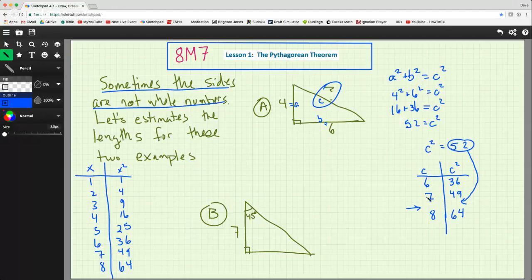Because again, if C was 7, then 7 squared would be 49. If C was 8, it would be 64. So C has to be some number, maybe 7.1, 7.2, 7.3, or 7.1 dot dot dot, or 7.2 dot dot dot. But we know that C has to be a little more than 7, but a little less than 8. So I'm going to estimate in this case that C is between 7 and 8. Well, that's not an estimation, that's exact. We know that C is between 7 and 8. I am estimating it may be 7.2 or 7.3, but C is between 7 and 8. And that's my answer to A.